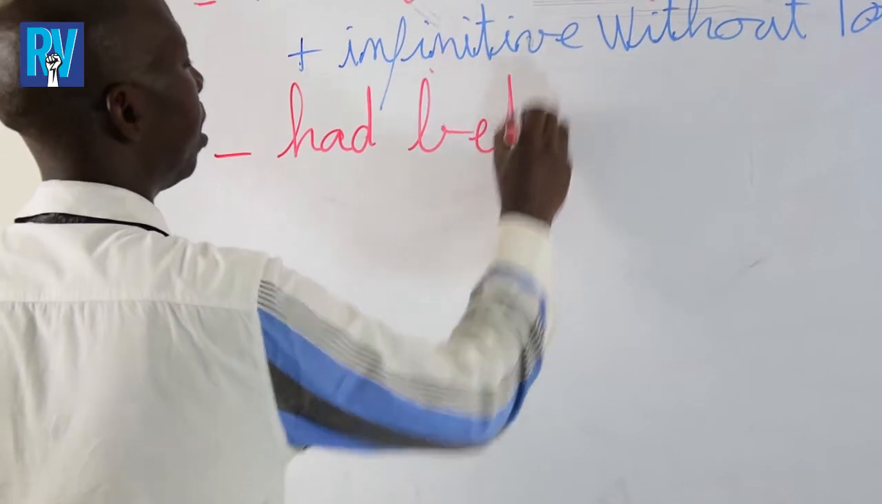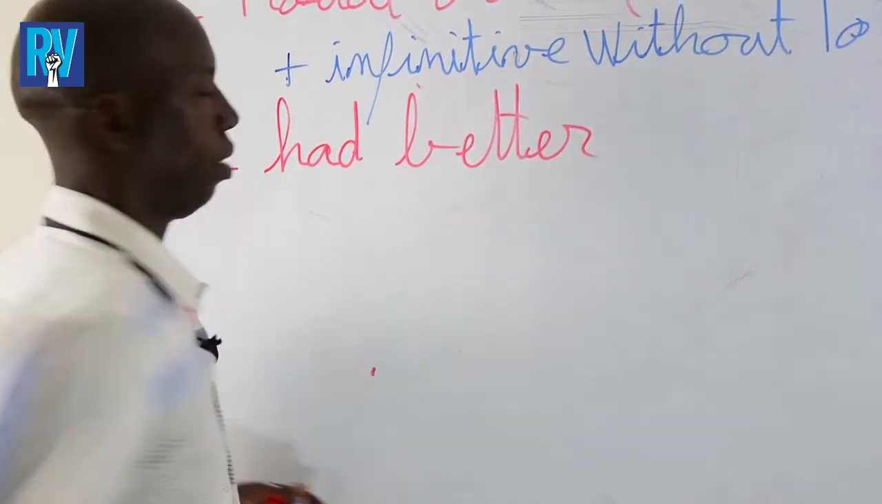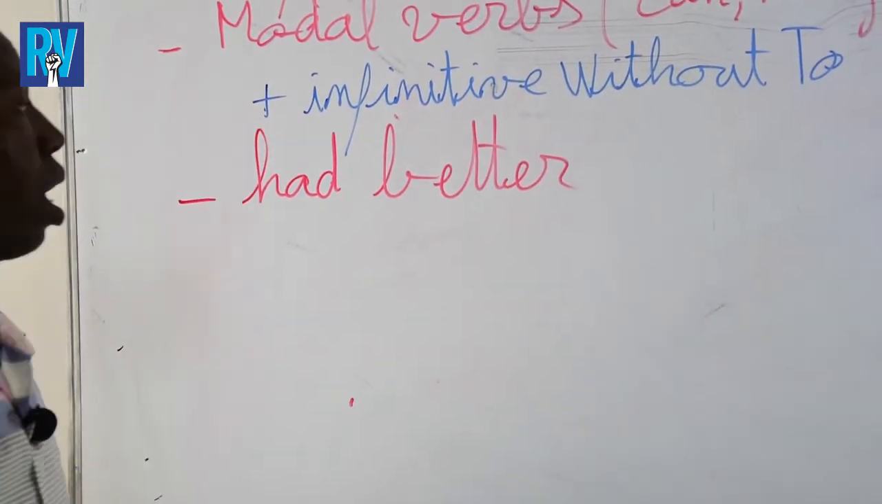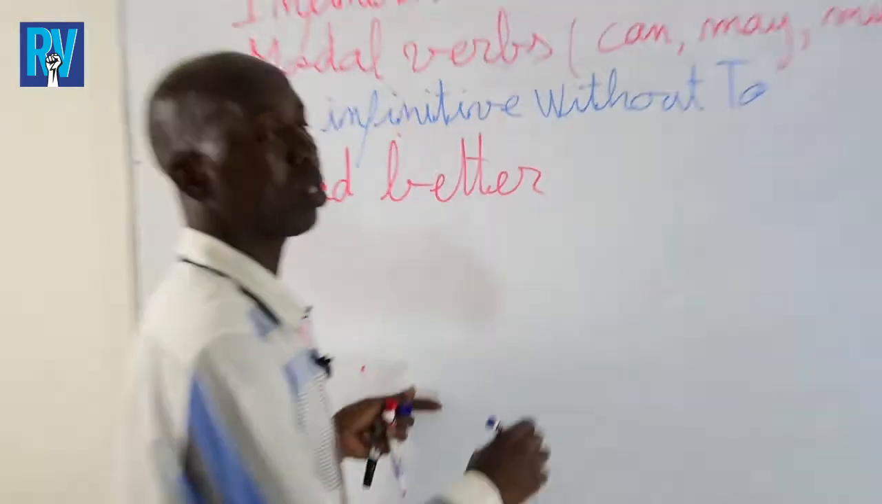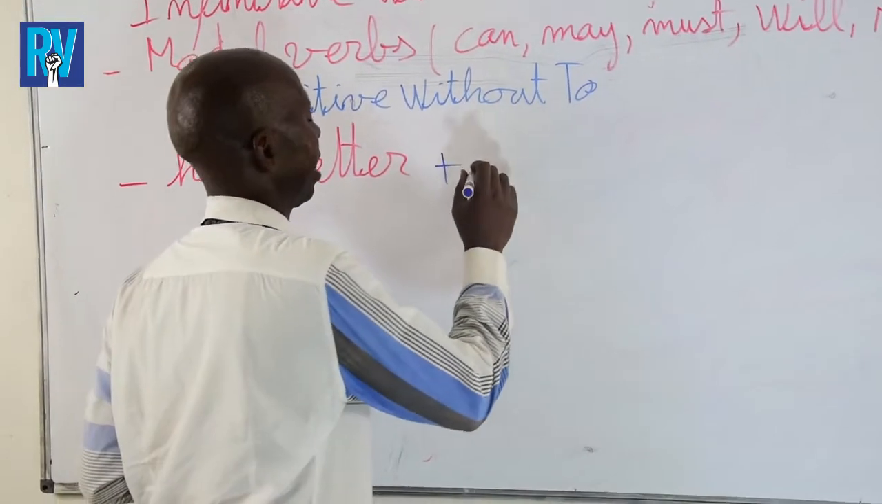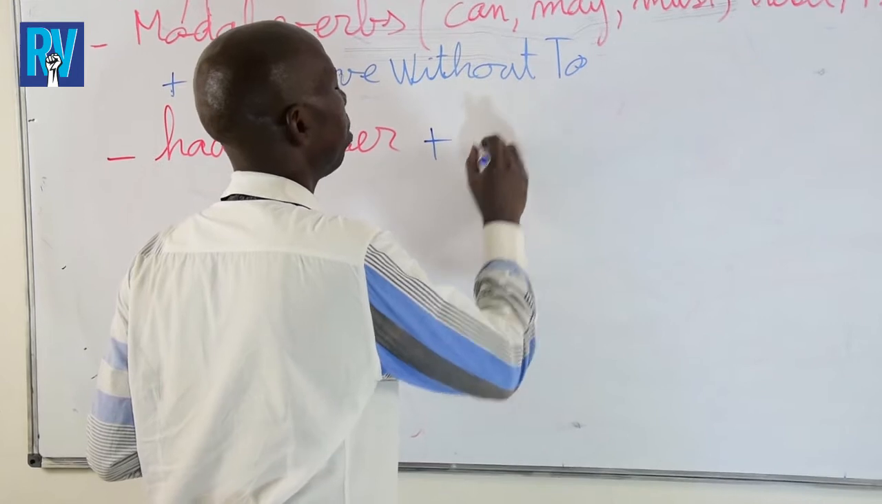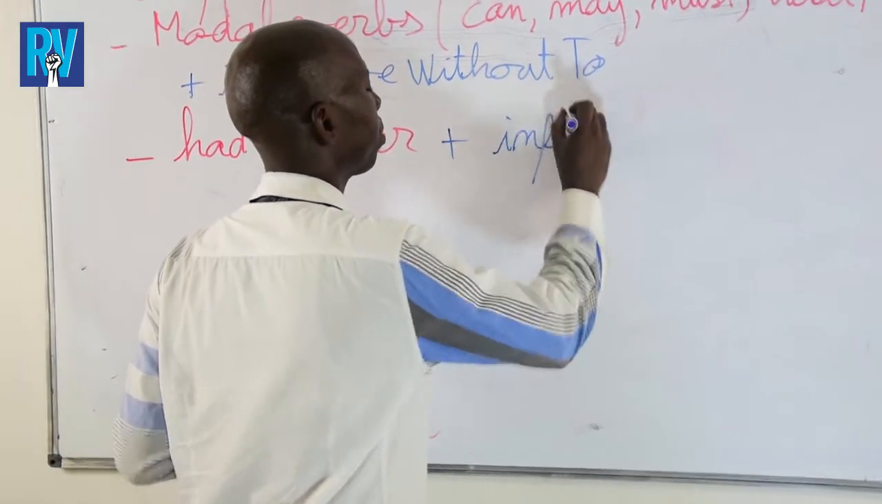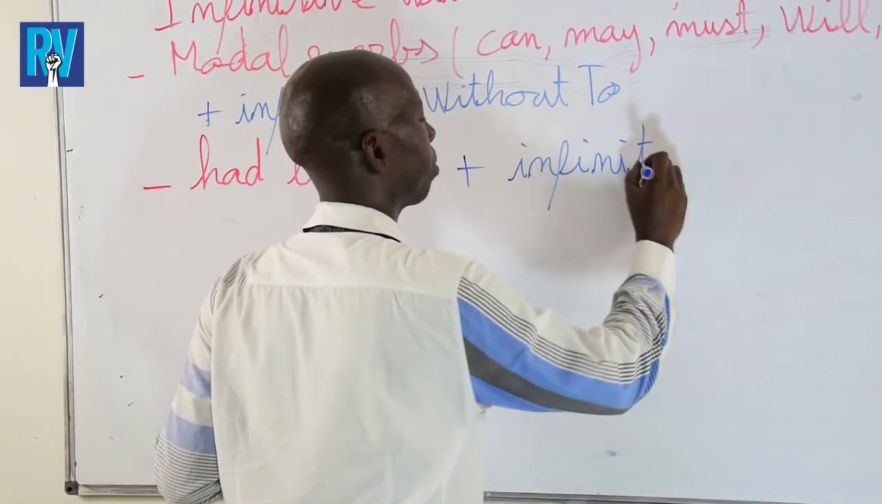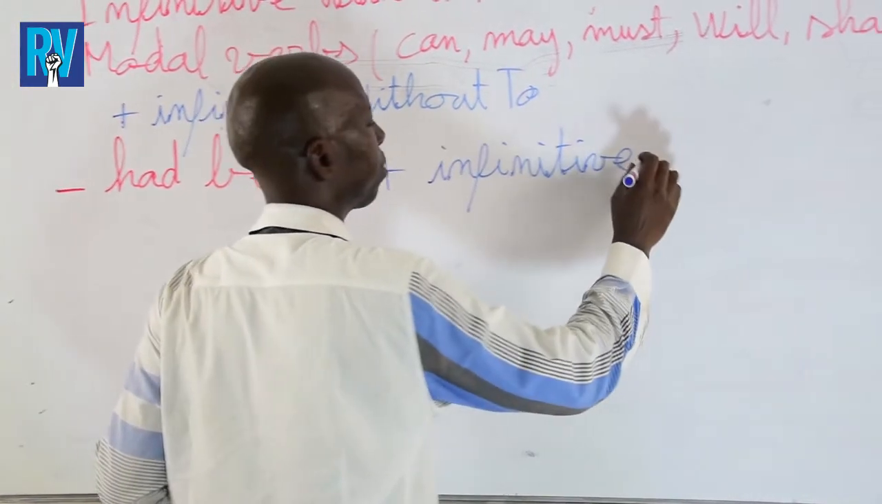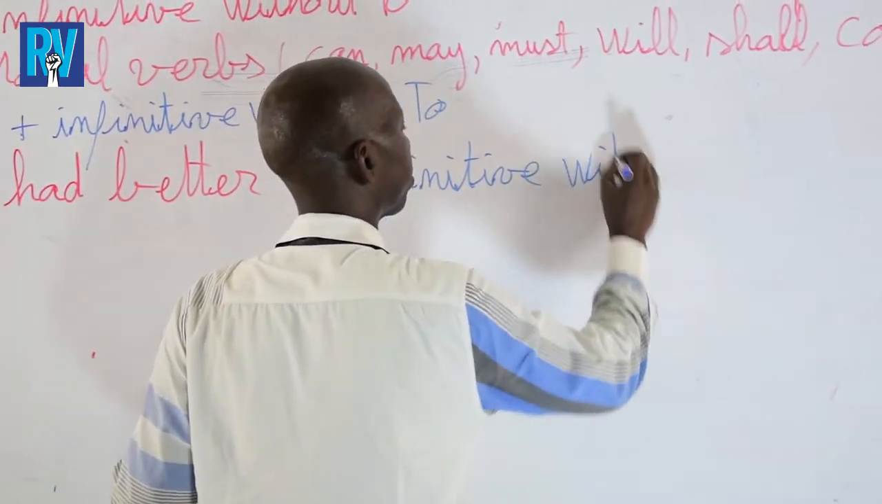We have also had better. So when you are giving advice, had better introduces the infinitive sans to. You had better take. You had better go. Plus infinitive without to. Infinitive sans to. Without to.